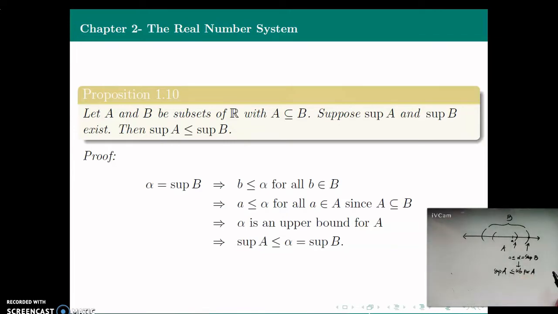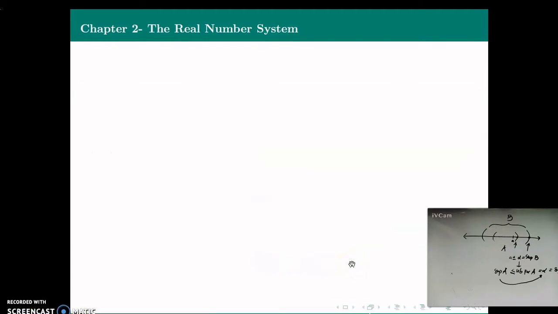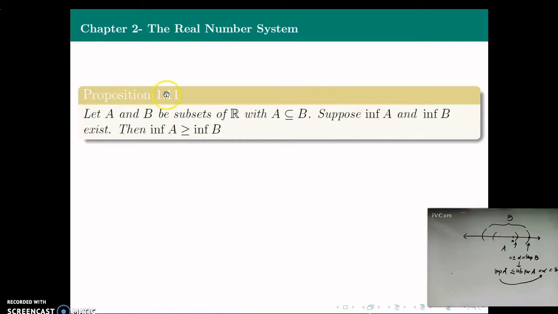So, the upper bound, which is alpha, is greater than or equal to the supremum of A. That's why we have the supremum of A is less than or equal to alpha. So we're done. We have shown that the supremum of A is less than or equal to the supremum of B. Now let us try to consider another proposition.